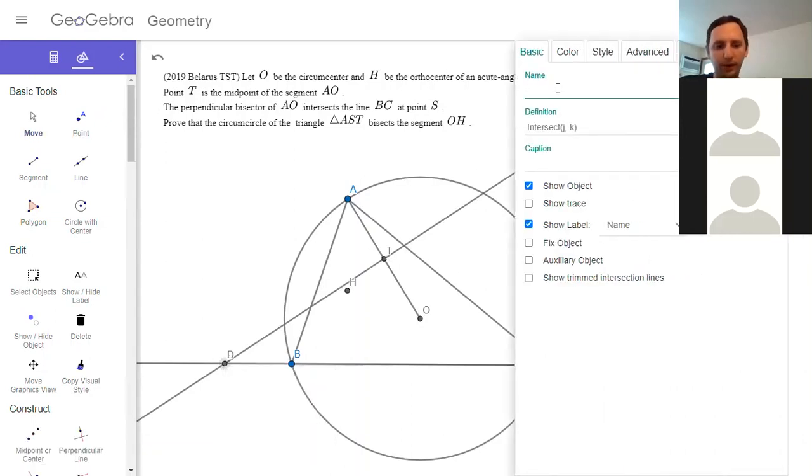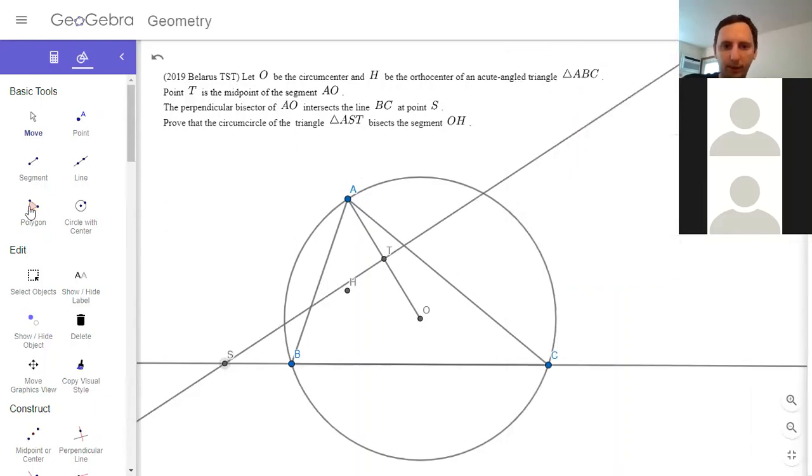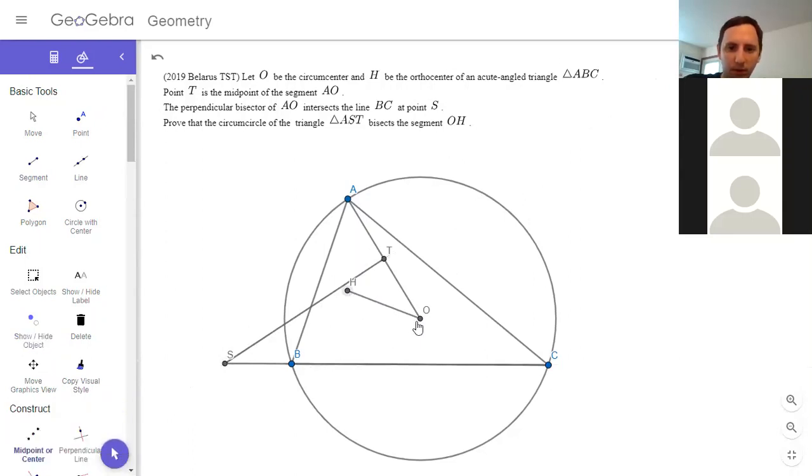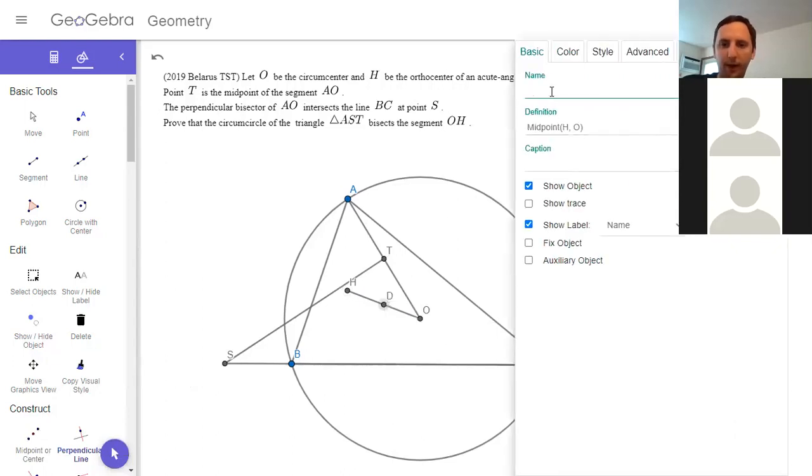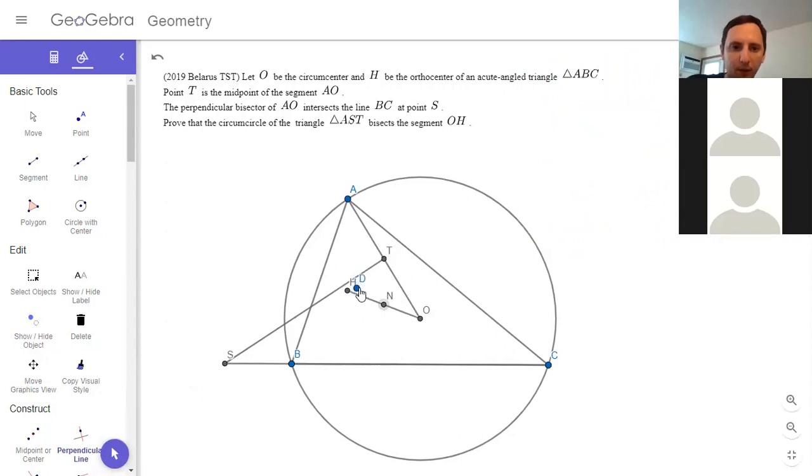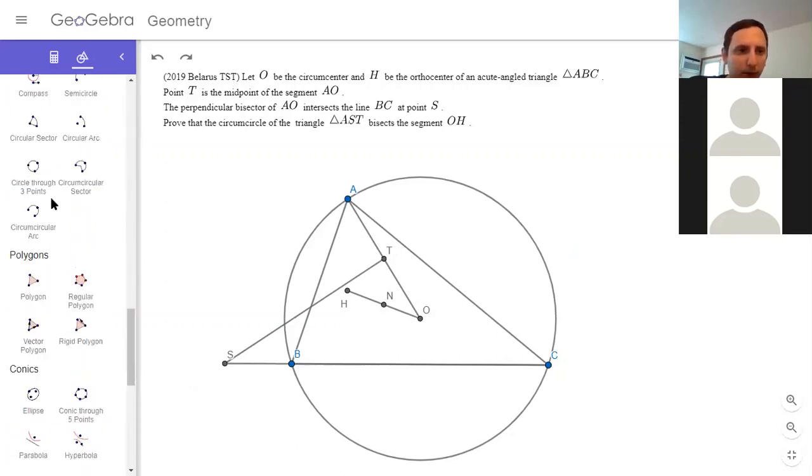We want to show the circumcircle of AST bisects OH. So the midpoint of OH, that's the 9-point center. So I think whoever created this problem might have had the 9-point center in mind. So call that N for the 9-point center. Okay, so we want to show that ATNS is cyclic, it looks like, where N is the 9-point center. Let me check that out.